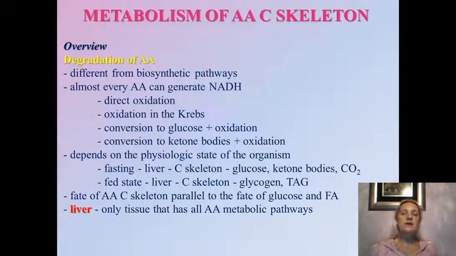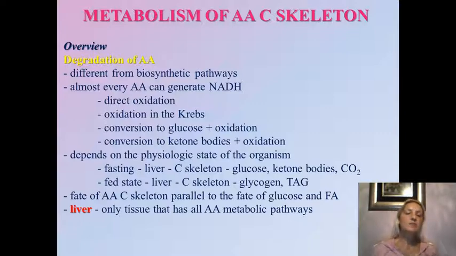Degradation of amino acids is different from the biosynthetic pathway. Sometimes we are going to see that the intermediates are the same but the enzymes are different, but in most cases we have different intermediates and different enzymes. But what is common for all of those amino acids is that almost every amino acid can generate reduced coenzymes, NADH, and in most cases FADH as well.